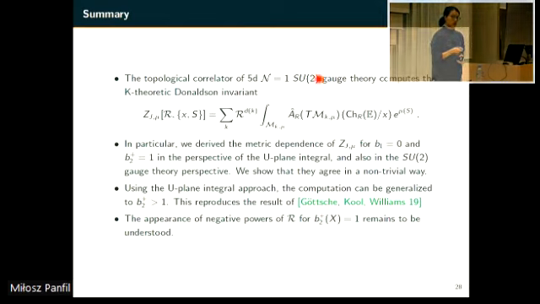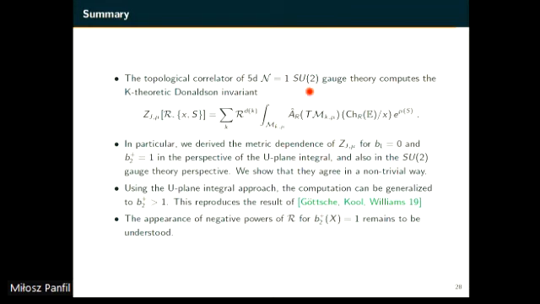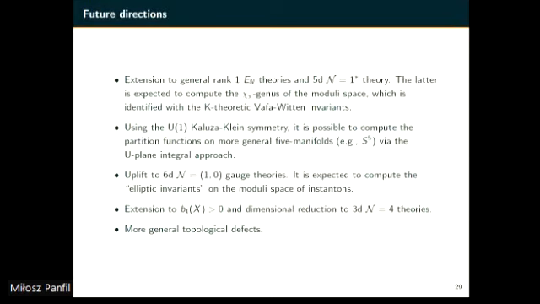This is what we just mentioned. The topological correlators of the 5D N=1 A theory compute this expression here. In particular, we derived the metric dependence for b2+ equal to 1 in two different approaches, which agree in a non-trivial way. And we have also seen that this computation can be generalized to b2+ larger than one. And there remains an important question about the appearance of the negative power sum. So these are some future directions.